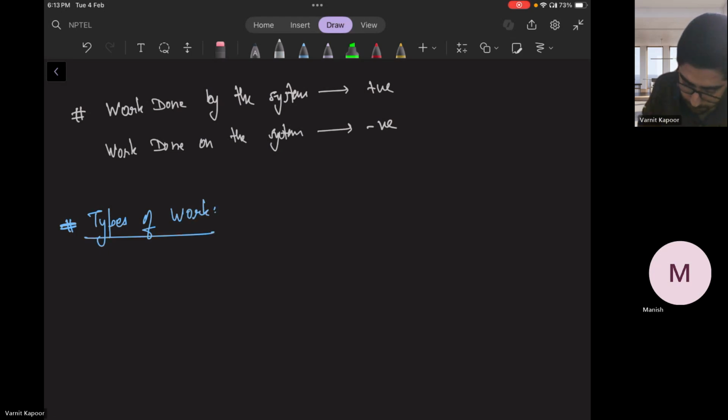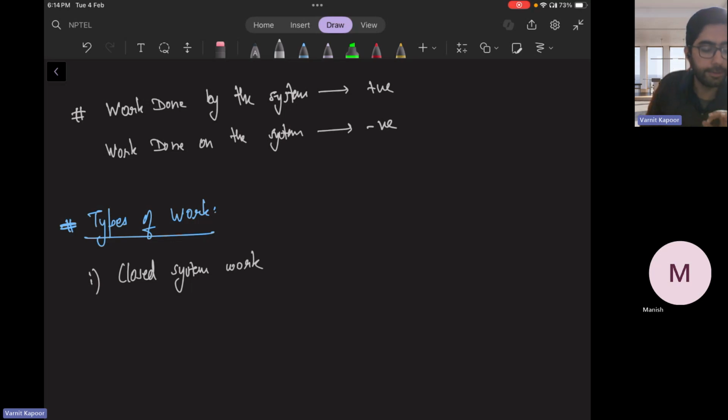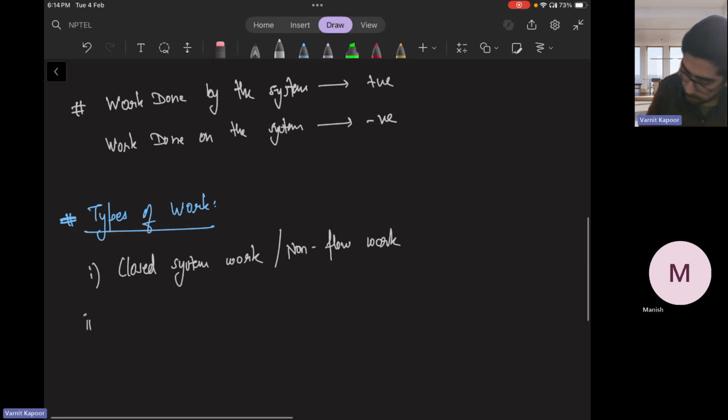First, closed system. This is also called non-flow work because nothing will flow out of the boundaries. Because you know what is a closed system? Something where only energy interaction takes place, no mass interactions, from the last tutorial.